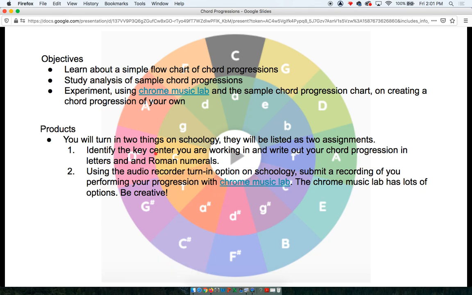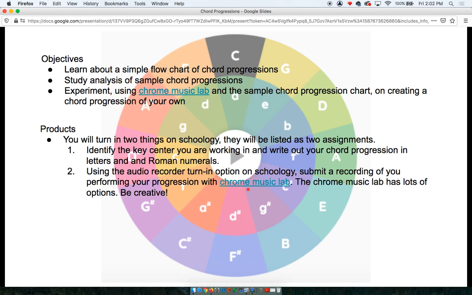One, you're going to write out something that you've done on scratch paper, but you're going to write it into the computer: the key scenario you're working in, and then you're going to write out the chord progression you came up with. Okay, and I'll show some examples of what some composers have done. And then, using the audio recorder in your Schoology, you are going to take that chord progression, perform it in Chrome Music Lab, and then turn it in.